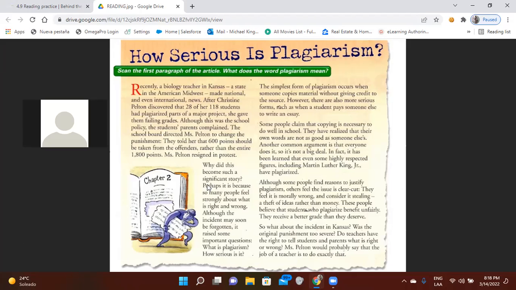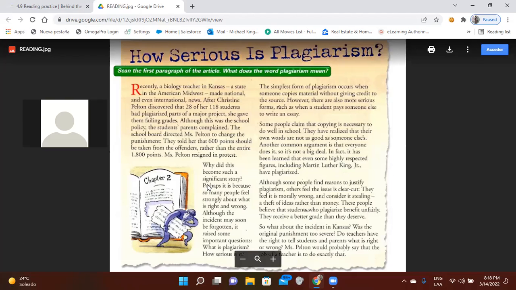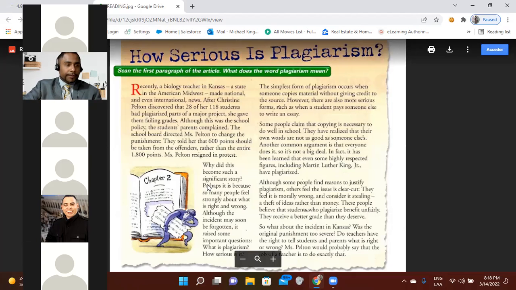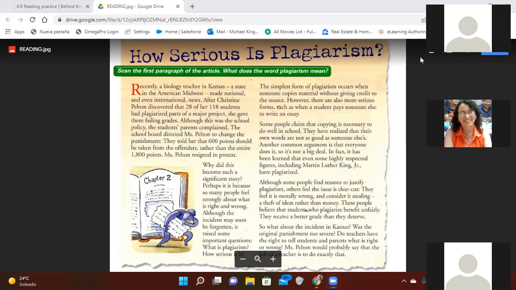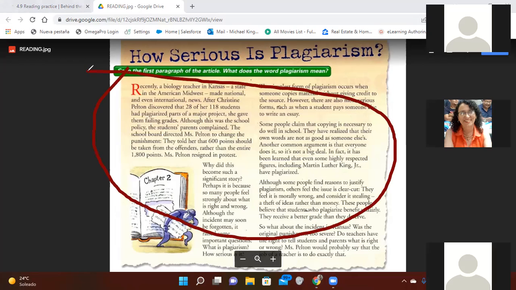Enrique Hernandez. No. Somebody else. He already participated. Ana Godinez. Okay. So, what about the incident in Kansas? Was the original punishment too severe? Do teachers have the right to tell students and parents what is right or wrong? Ms. Pelton will probably say that the job of the teacher is to do exactly that. Perfect. Okay. At this moment, do you have any questions related to the pronunciation or the meaning of this vocabulary?